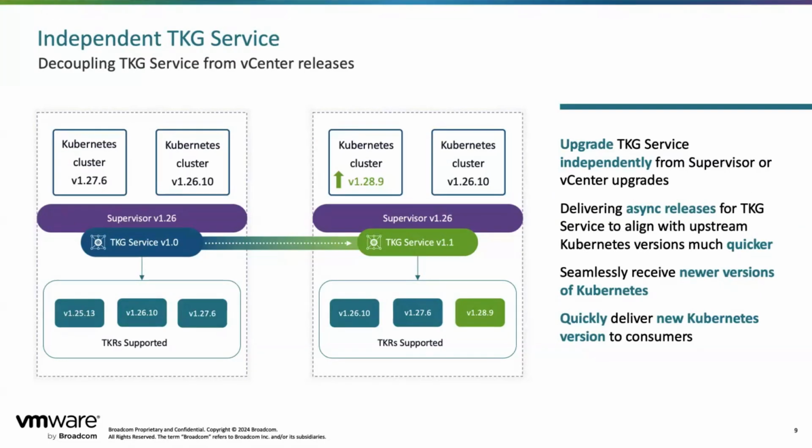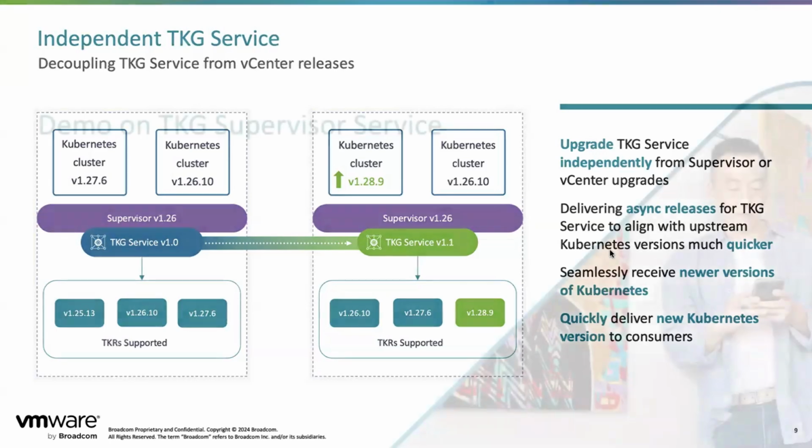This independent TKG service is implemented as a core supervisor service, which I'll show you later in the demo. With this, admins can receive newer versions of Kubernetes, and consumers can consume these new Kubernetes versions much quicker. Yeah, this is really good. As it is decoupled, we don't need to wait for a new version of vCenter Server to upgrade to a new version of Kubernetes clusters. It gives really good autonomy to developers and Kubernetes administrators.